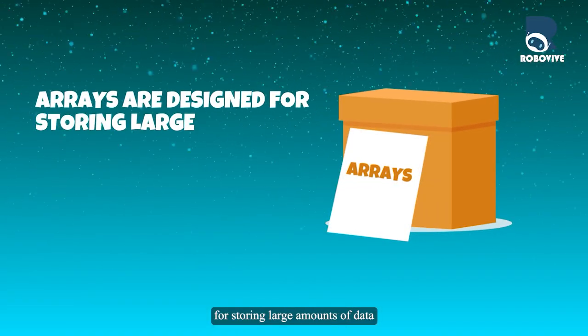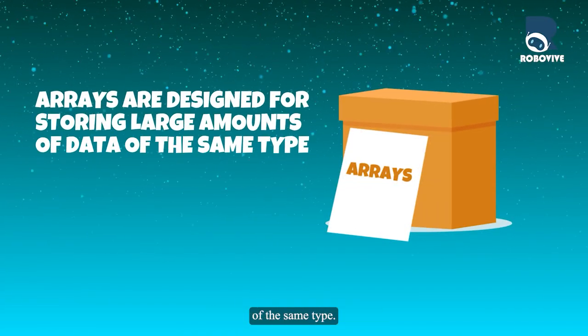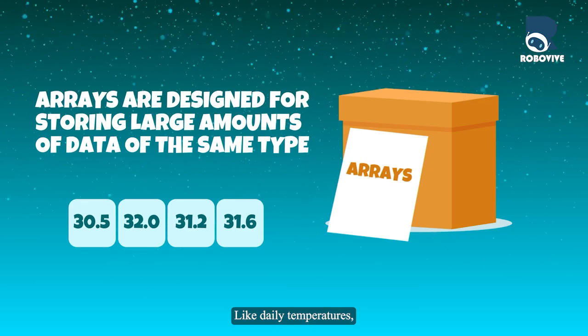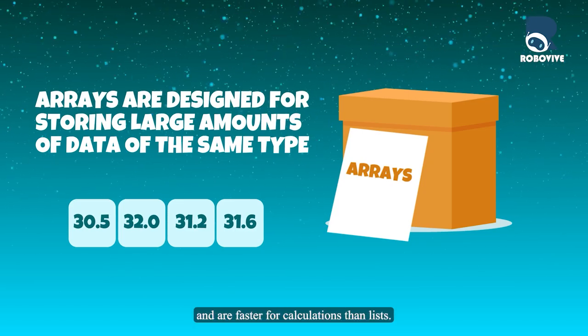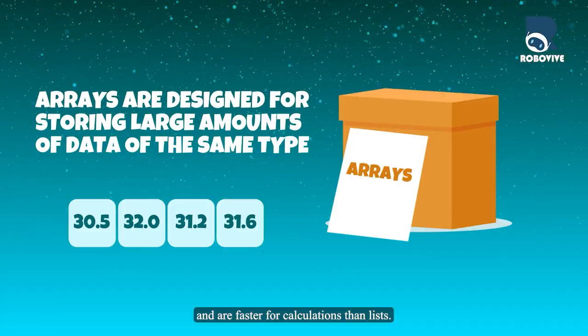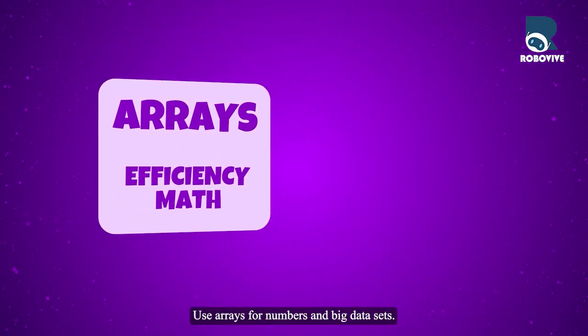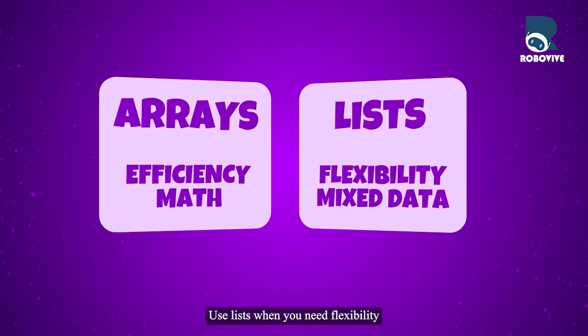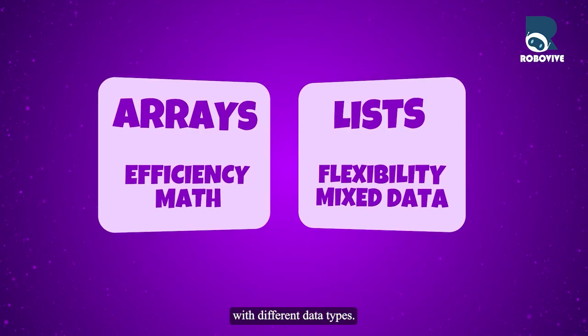Arrays are designed for storing large amounts of data of the same type, like daily temperatures. They use less memory and are faster for calculations than lists. Use arrays for numbers and big datasets. Use lists when you need flexibility with different data types.